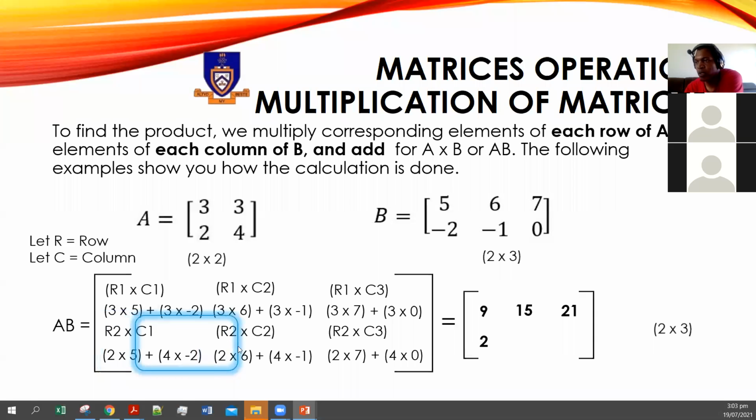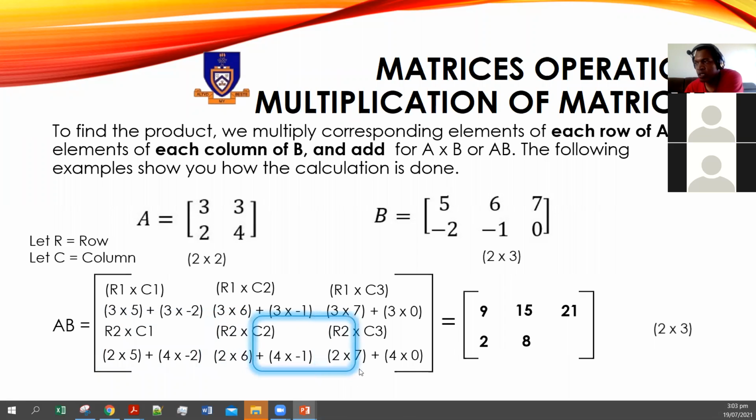All right. Then we check again the second one, second row, second column, which is this space over here. 2 times 6, 12 plus 4 times minus 1, minus 4. So 12 minus 4 is 8. And then we write it in there.